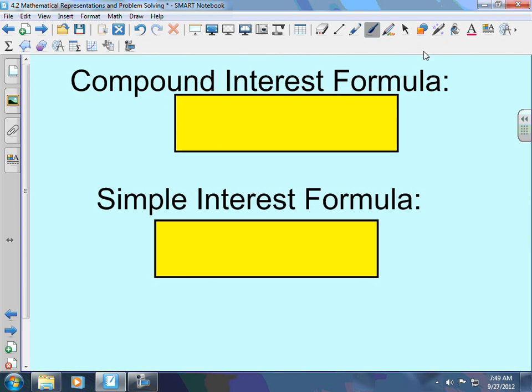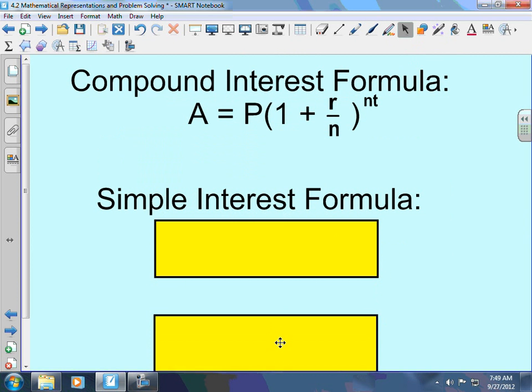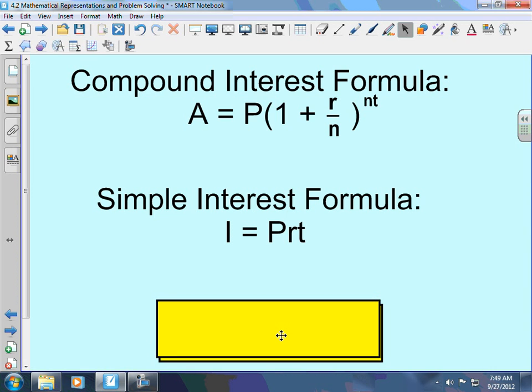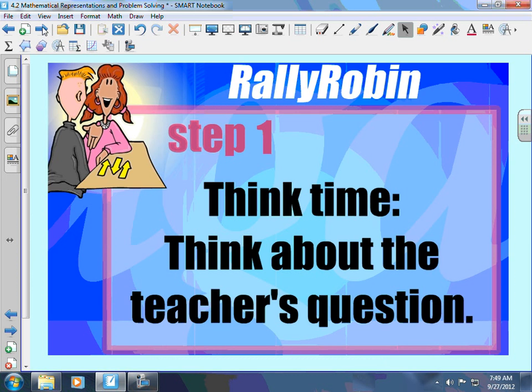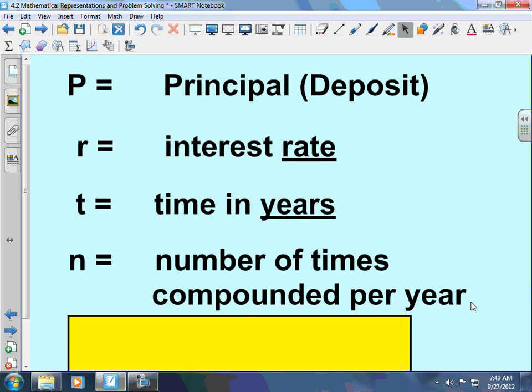Okay, compound interest. Compound interest formula, simple interest formula. Okay, this is what all of the letters represent. Go ahead and pause the video and write that down, and then start the video again.